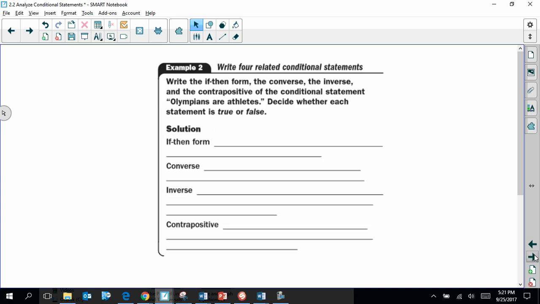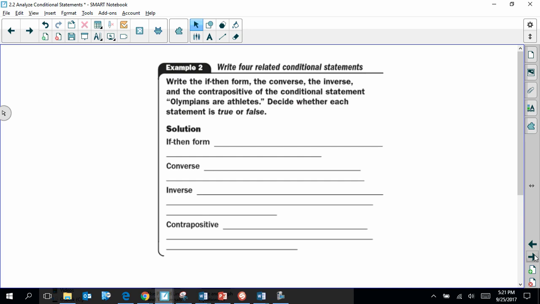Now moving on, this is where we're going to start practicing writing our conditional statements, meaning we're going to start with a statement and turn it into a conditional statement written in if-then form. The converse, inverse, and contrapositive are also types of conditional statements. It's just that we're changing where the hypothesis and conclusion are written, and or we're going to negate something, meaning we're going to include the word not somewhere in our statement.